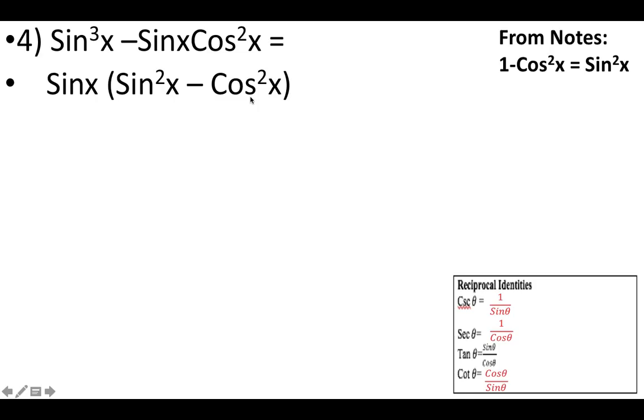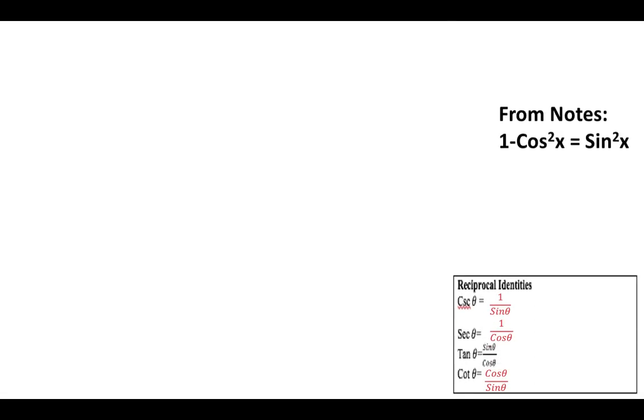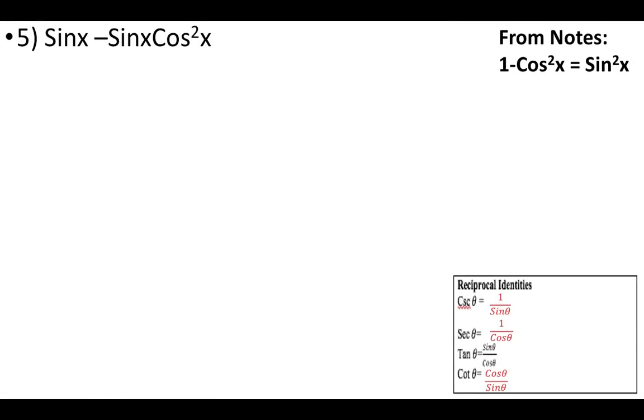So actually number 4 turns out to be a problem such that nothing happens. We stop right here. If this were to be a plus and we were to have sine squared plus cosine squared, that would be equal to 1. Unfortunately, this doesn't work out that way, so we just stop here. Let's go on to number 5.